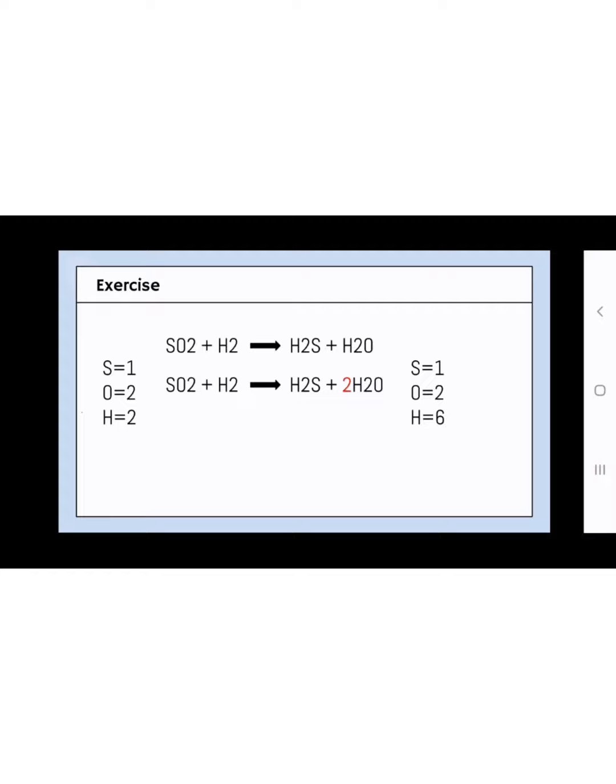Now let's look at the reactive. In the reactive, we can put the number 3 as a coefficient, so if we multiply the 3 by the 2 atoms of hydrogen, it will give us 6. In this way, we can say that everything is already balanced.